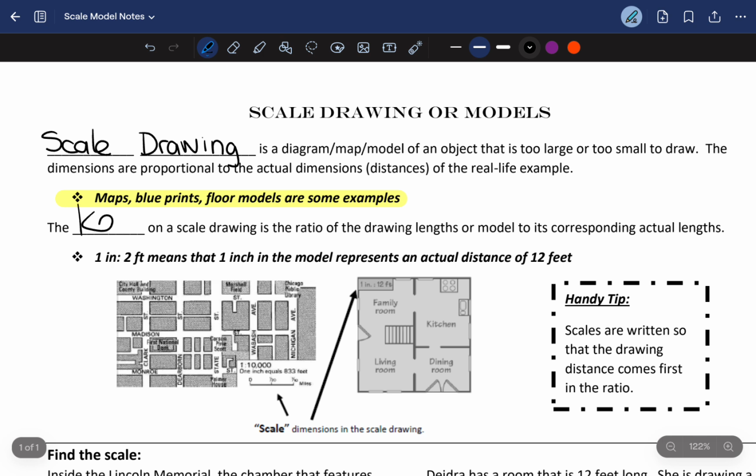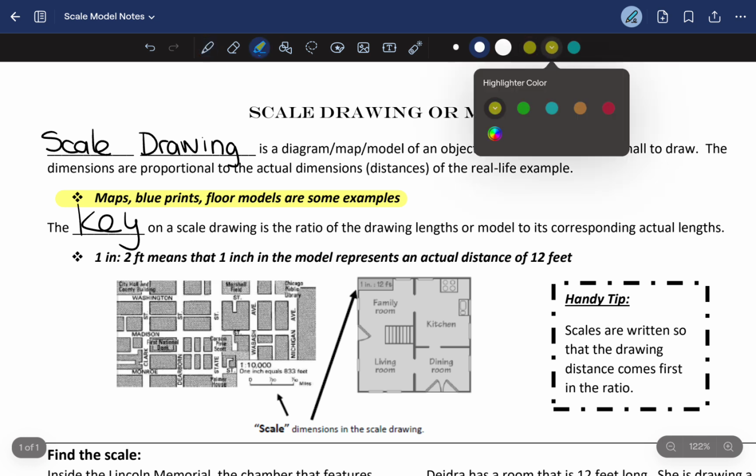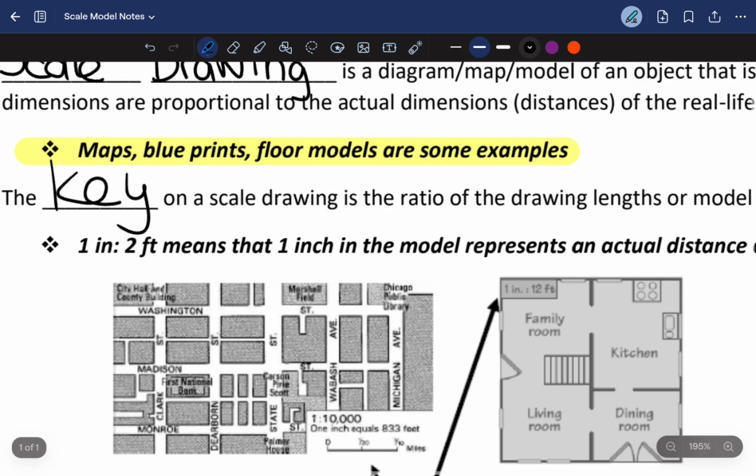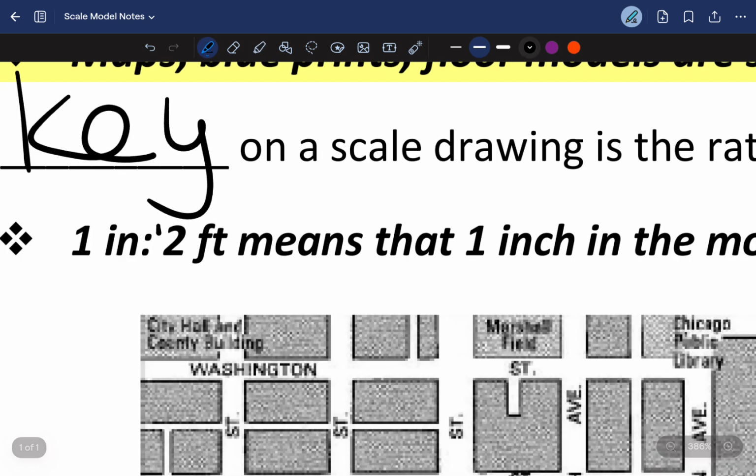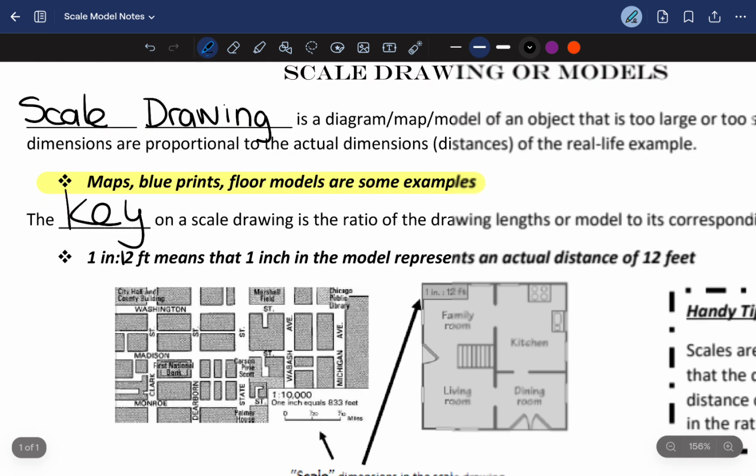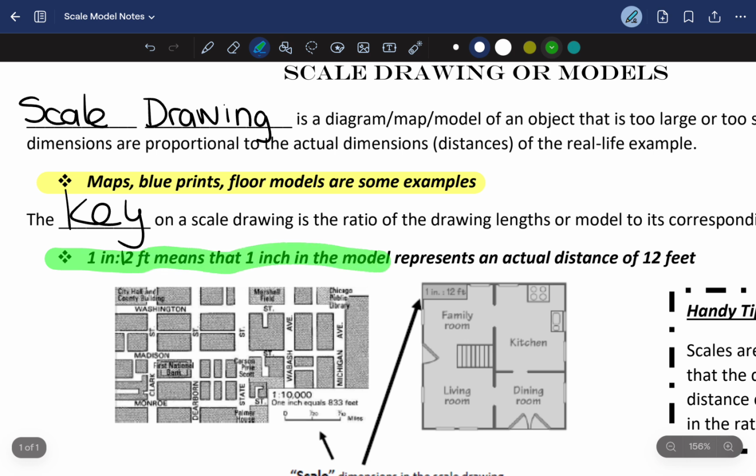And then the key, that's this next blank, on a scale drawing is the ratio of the drawing lengths or its model to its corresponding actual lengths. Corresponding is, remember, same location. And then an example of that, oh yeah, by the way, there's a typo here. We're going to fix this real quick. Put a 1 in front of this 2 right here. And so what it means is 1 inch to 12 feet means 1 inch in the model represents an actual distance of 12 feet. So let's take a look at these two models here.